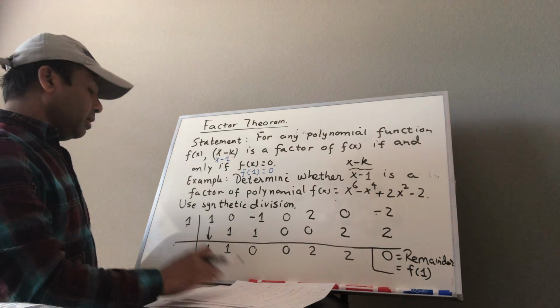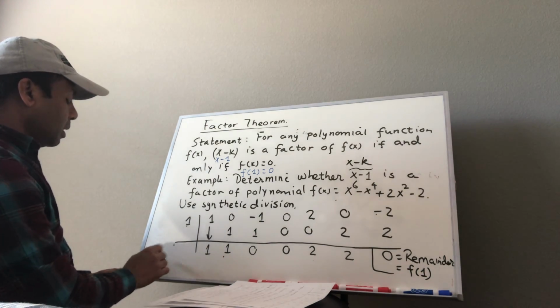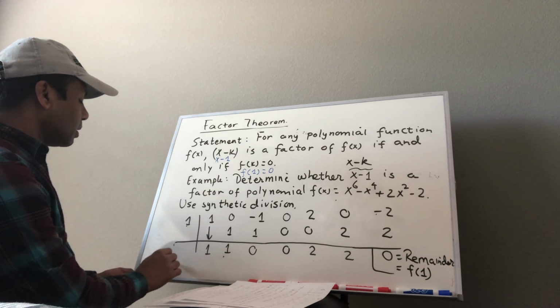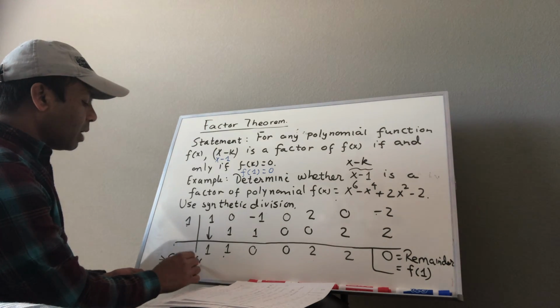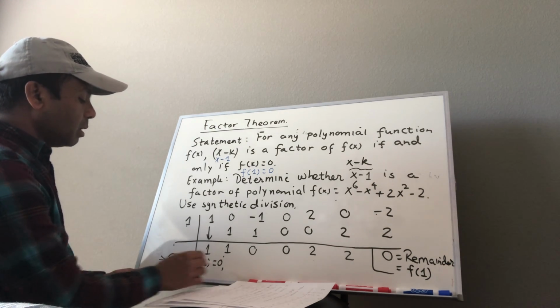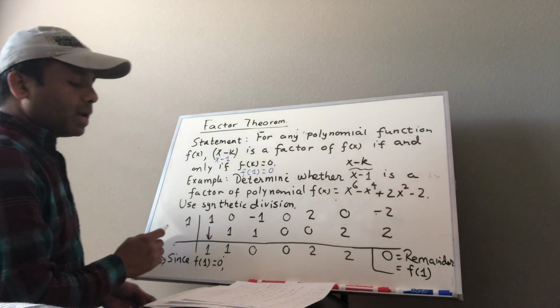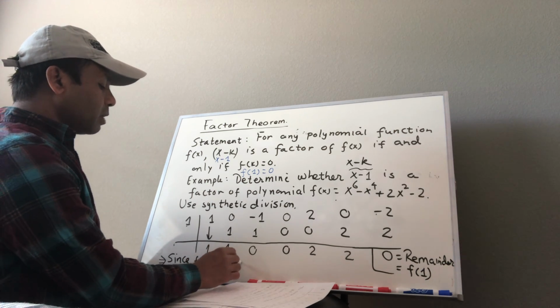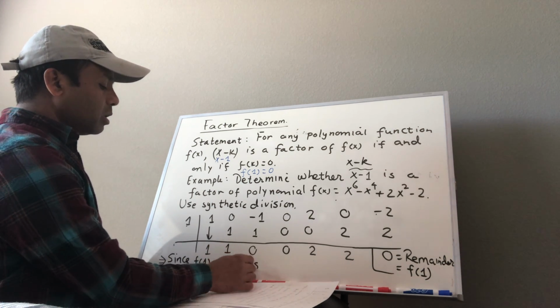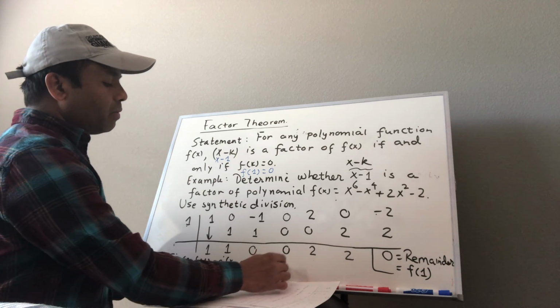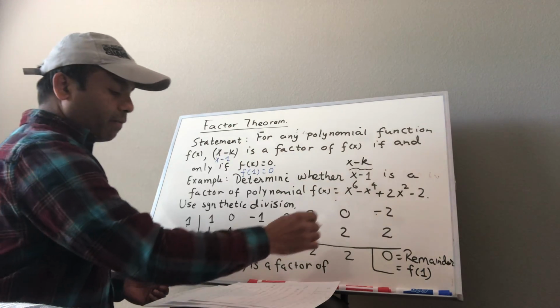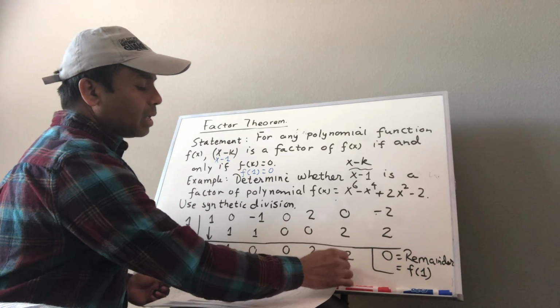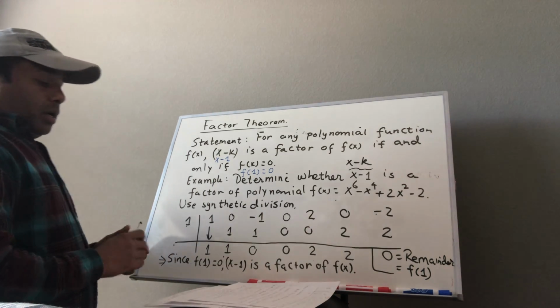So let me write down here. So this implies, you can write here, since remainder, what is the remainder? f of 1, right? So f of 1 equal to 0. So x minus 1 is a factor of the given polynomial f(x). Okay? Good.